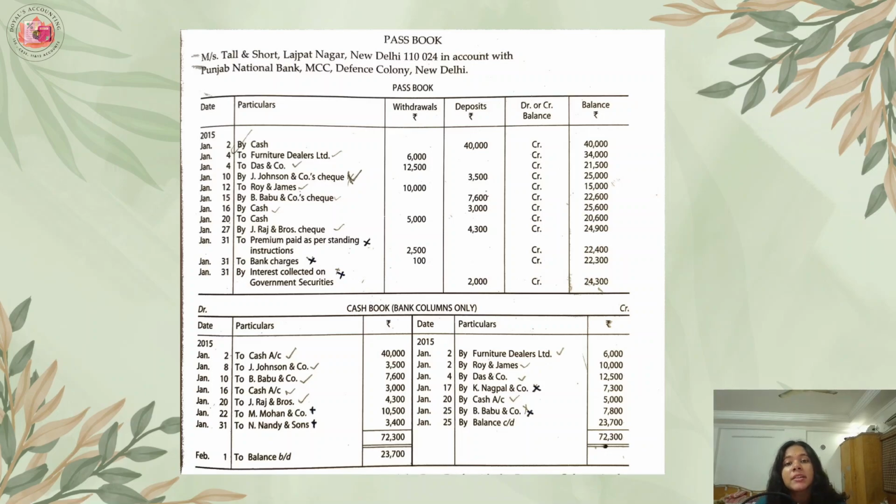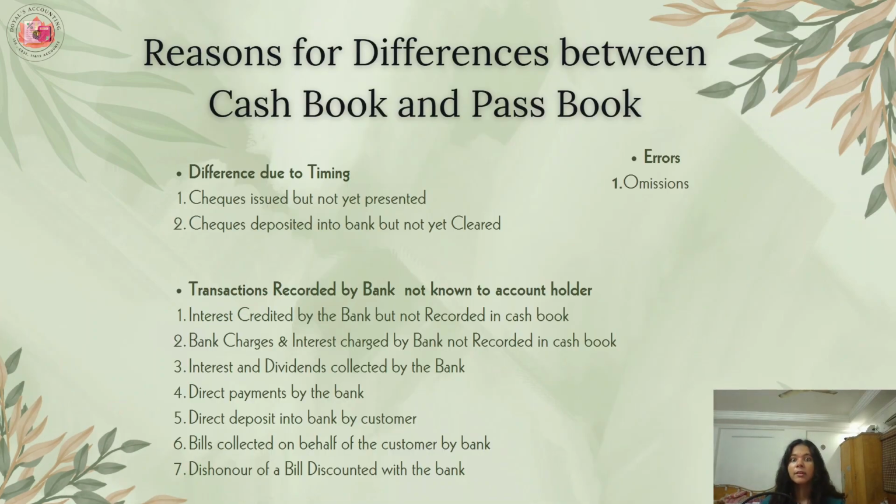Let's look at further reasons for differences in the passbook and cash book. So the first difference is difference due to timing. Checks have been deposited but not yet encashed. Checks have been issued but not yet been presented.